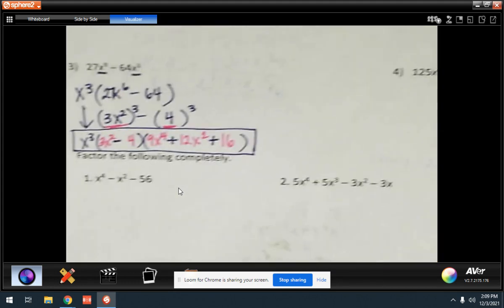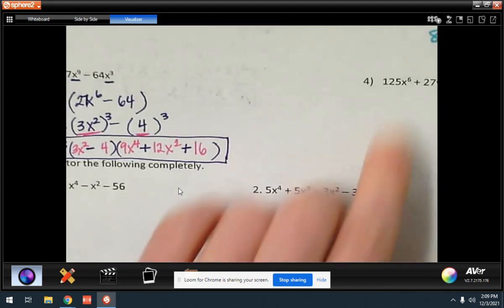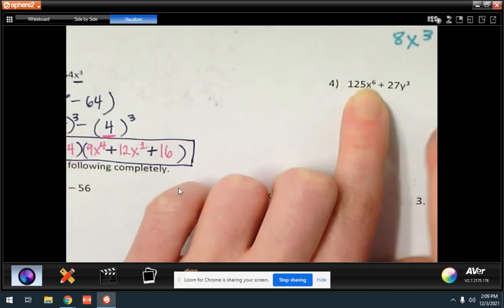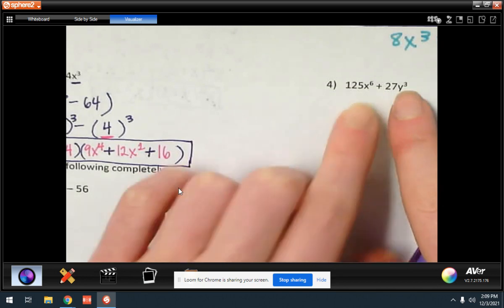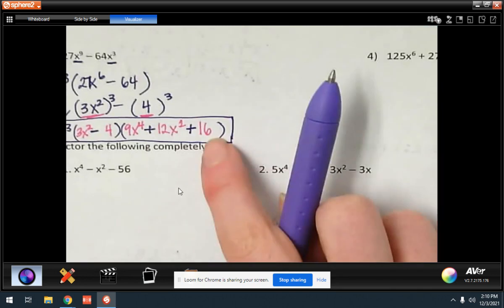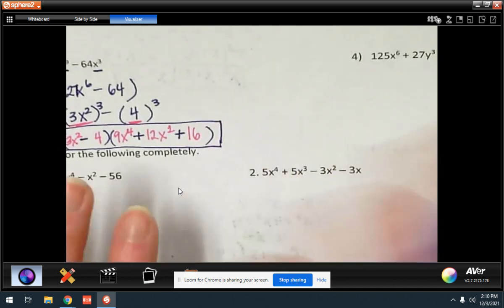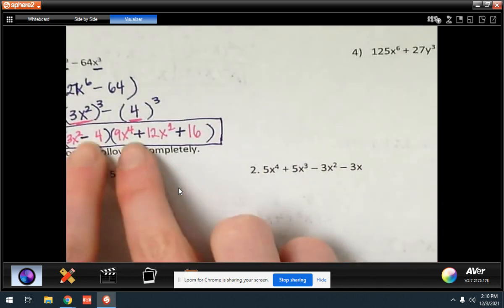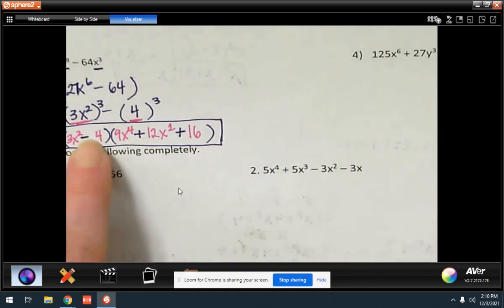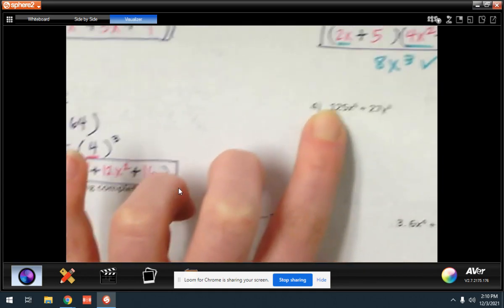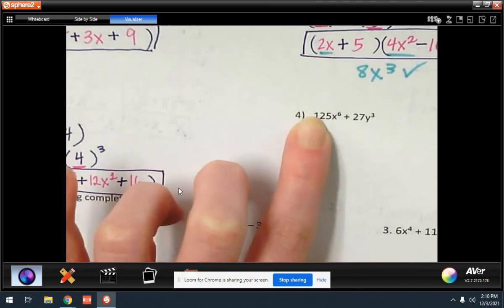All right, looking at number 4. There's an x to the 6 here, but then there's a y cubed here, so there's not going to be a GCF we can factor out. Yeah. So even if the 4 is negative, you would still have the positive 4. Ignore all signs. We take care of it when we do SOAP. SOAP takes care of the signs. All right. So no GCF here.